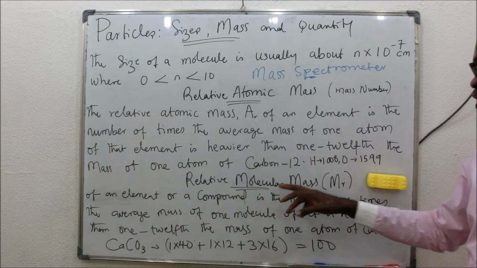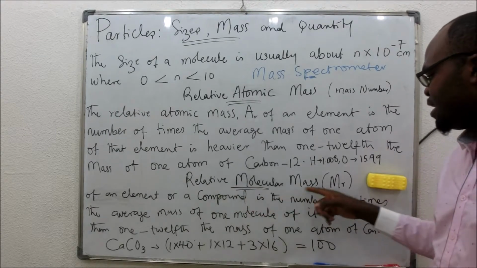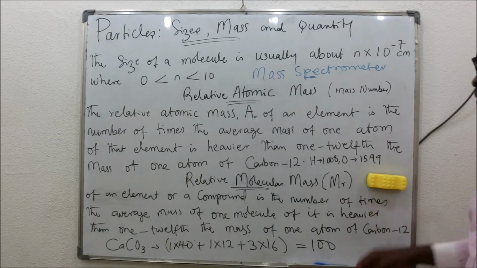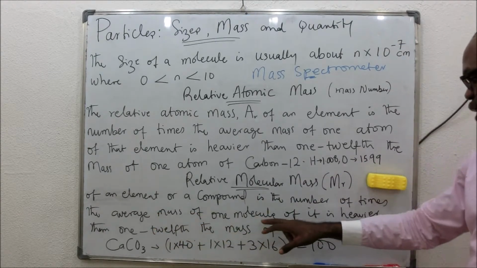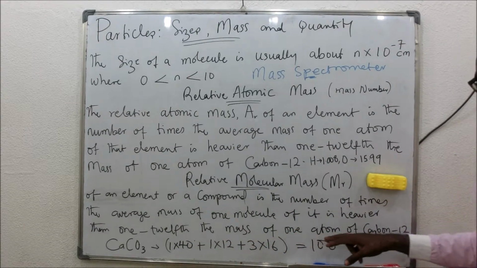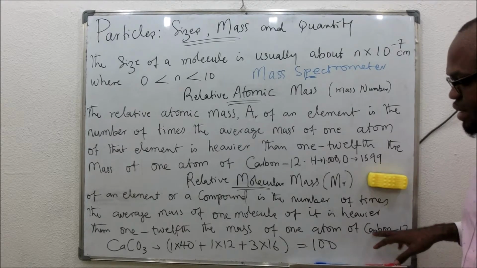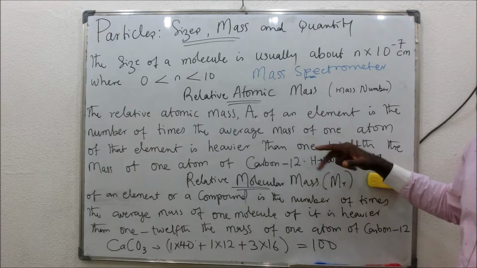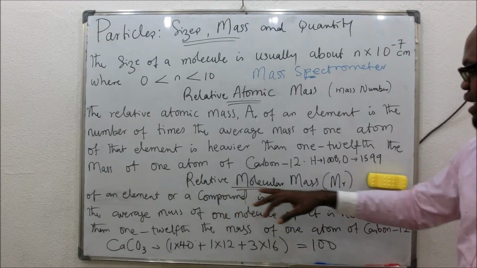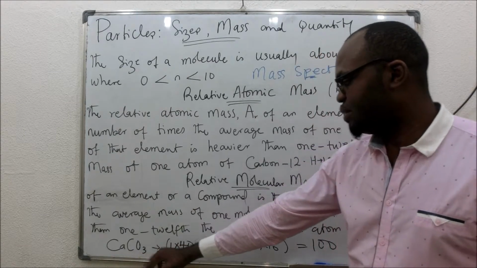Now, the relative molecular mass is for compounds. The relative molecular mass of an element or a compound is the number of times the average mass of one molecule of it is heavier than 1/12 of the mass of one atom of carbon-12. This carbon-12 is the isotope of carbon used as the reference in these calculations, measured using the mass spectrometer. So let's calculate the relative molecular mass for a compound, calcium carbonate.